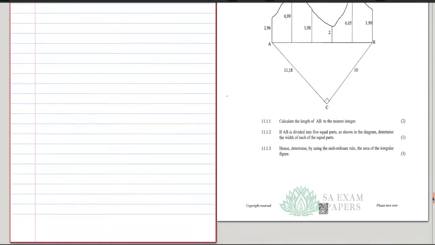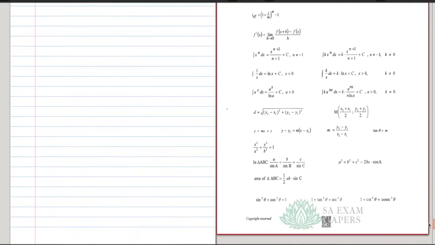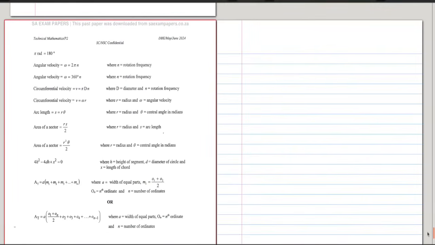So let's consult the formula sheet. All right, we have two formulas that we can consider. This is the first one, circumferential velocity, where we make use of the diameter, or the circumferential velocity where we make use of the radius.